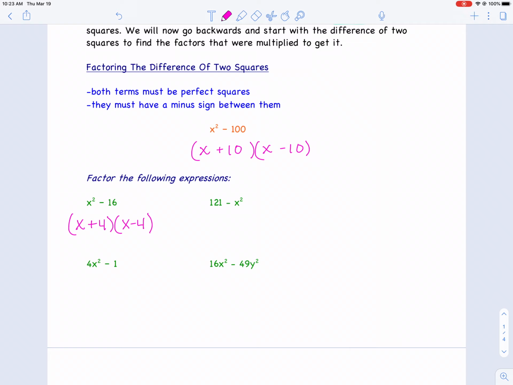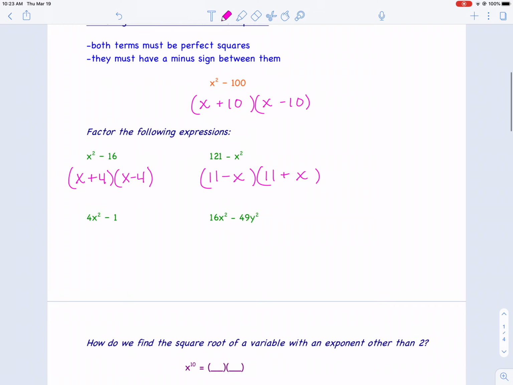What matters is in the next example, when you see 121 minus x squared, when you open your two sets of parentheses, the square root of 121, which is 11, must go in the front of each parenthesis. But now I can make my minus go first, my plus go second, but the x has to go to the back because that's what comes second. So now take a look at the next one, 4x squared minus 1. When you take the square root of 4x squared, you would have 2x and 2x. One's a plus, one's a minus. The square root of 1 is 1.